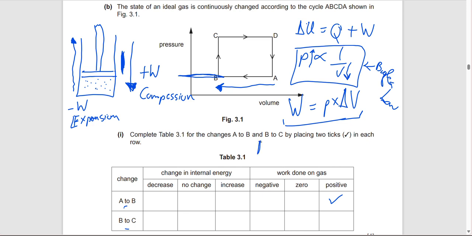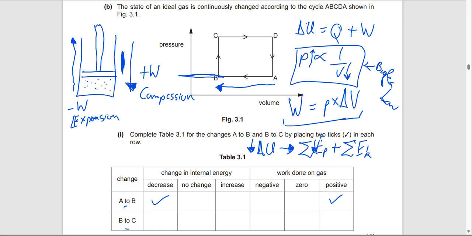Because remember, the internal energy on its own is just the total potential energy plus the total kinetic energy of the molecules. And this is decreasing. Therefore, the internal energy decreases. I hope that makes sense.